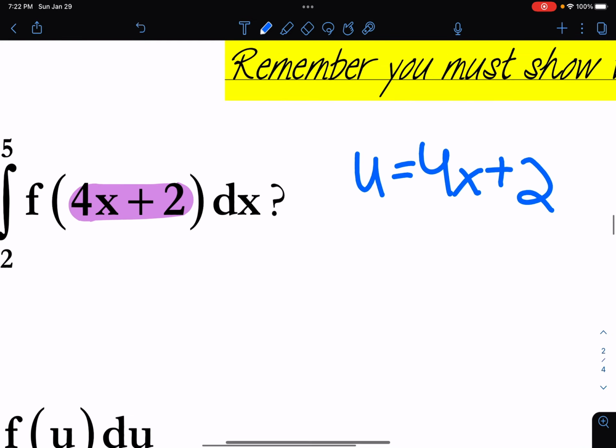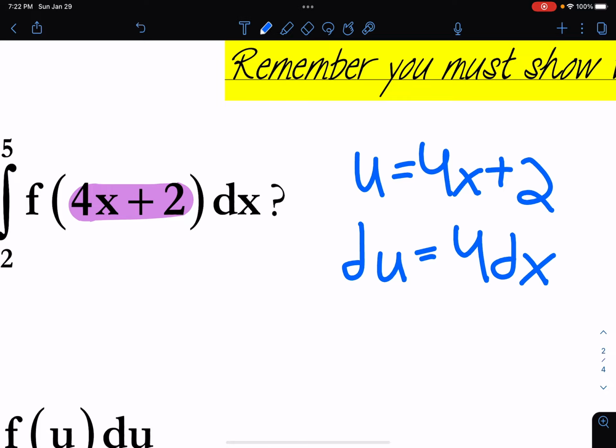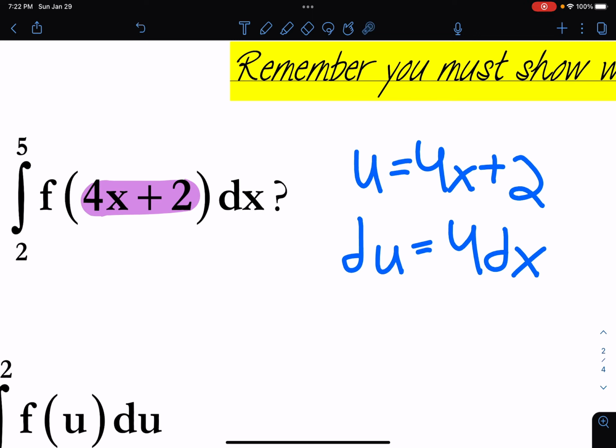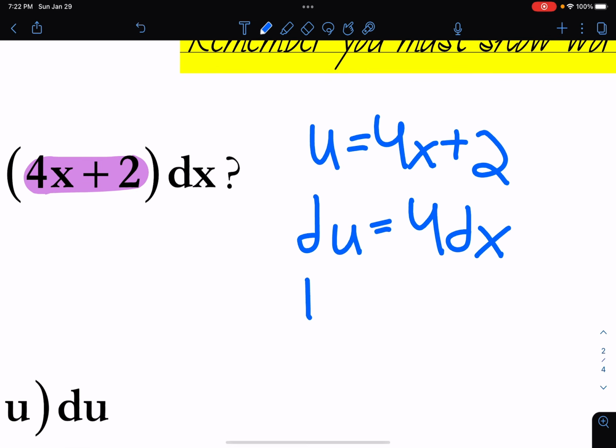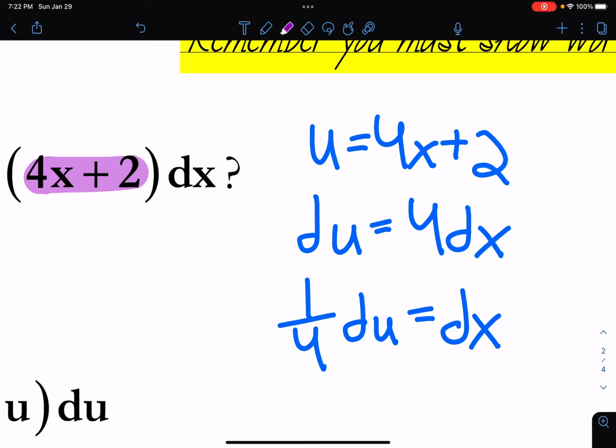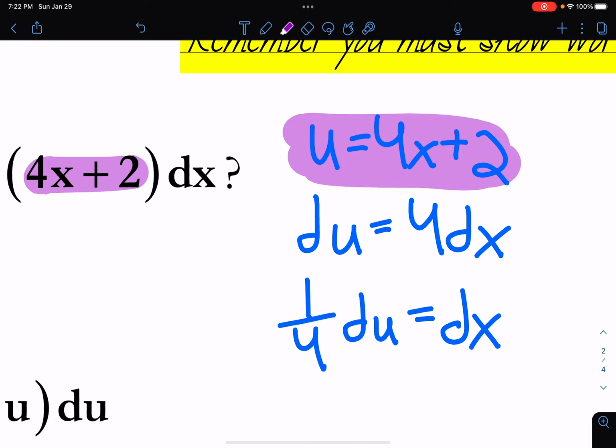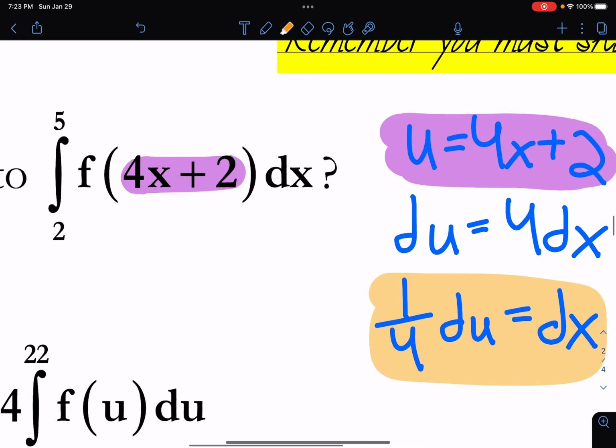Now if I take the derivative of that, the derivative of 4x plus 2 is just 4, and I'll write dx with that. But I don't have a 4 dx, I have just a dx, and so I'll divide that 4 over, so I get 1/4 du is equal to dx. So let me just highlight my u for my substitution, and now my substitution for the dx.